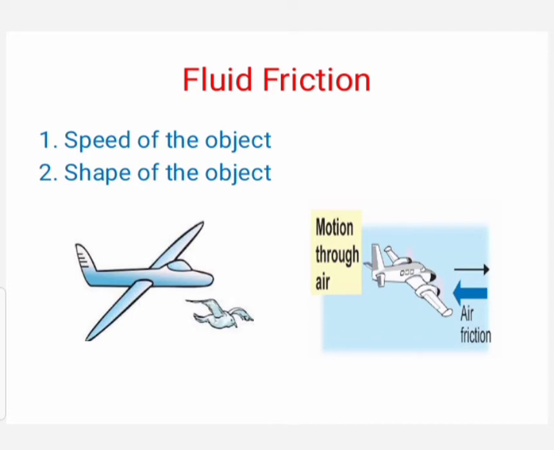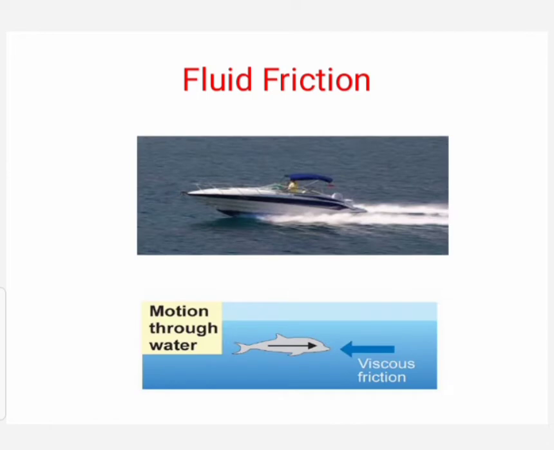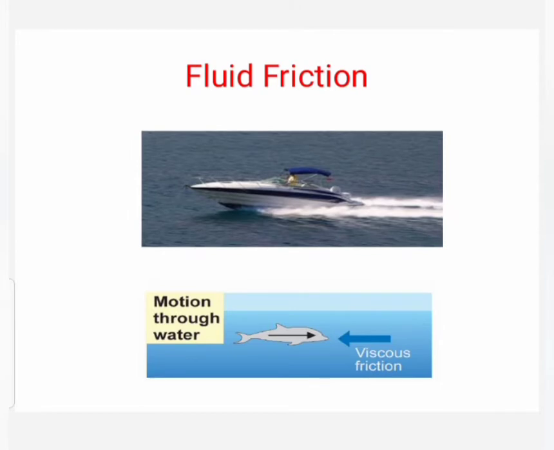You can see the similarity in shapes of an aeroplane and a bird. Similarity in the shape of a boat and a fish. Fluid friction also depends on the nature of the fluid. So, fluid friction depends on the speed of the object, shape of the object and nature of the fluid.